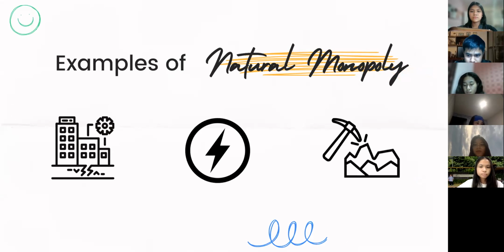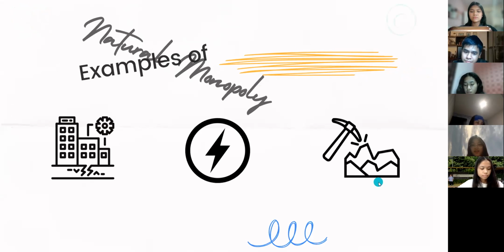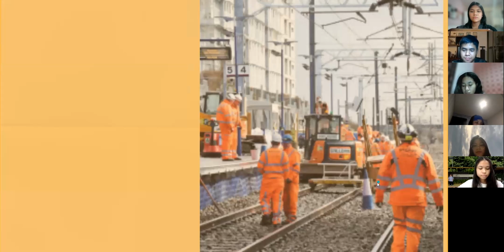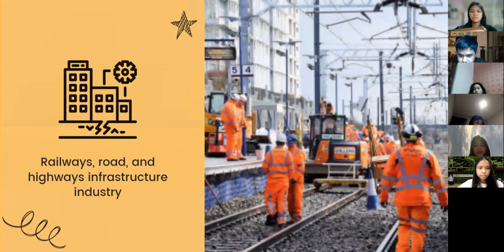Okay, so the examples of natural monopoly. Next. The first example is railways, road, and highways infrastructure industry. So why are these infrastructure industries considered a natural monopoly?